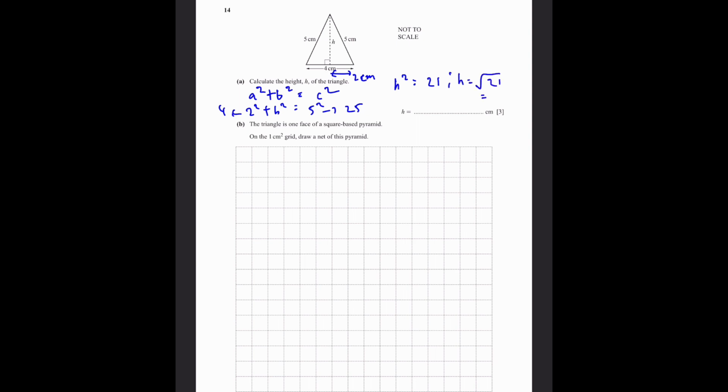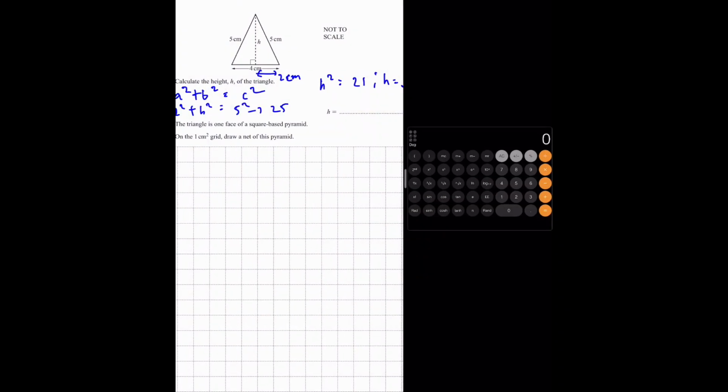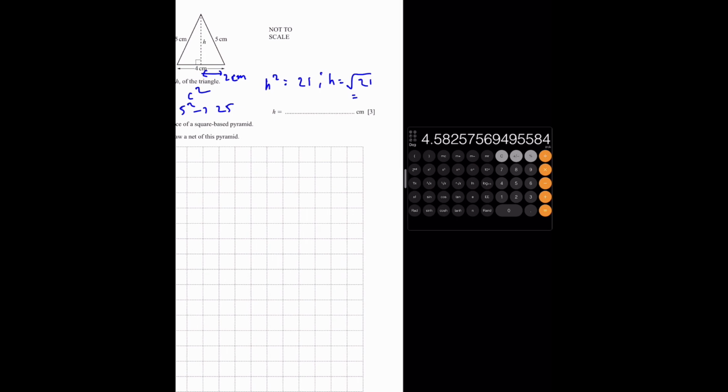And let's use a calculator to find that. Square root of 21 is equal to approximately 4.58 centimeters. That's the answer.